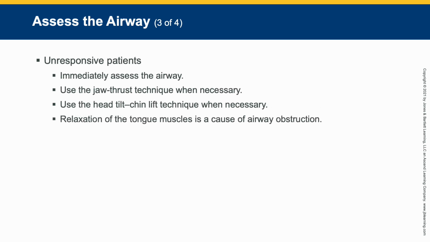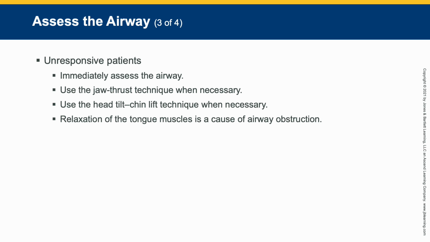Now, if you have a patient who is unresponsive, things are going to change a bit. An unconscious patient loses muscle tone, and that includes the muscles that hold the tongue forward. That means the tongue can easily fall back and obstruct the airway. In these situations, you're going to need to use an airway opening maneuver. If trauma is suspected, you're going to use what's called the jaw thrust maneuver, and if no trauma is suspected, you're going to use the head tilt chin lift. These are really foundational skills that help restore a patent airway rather quickly.